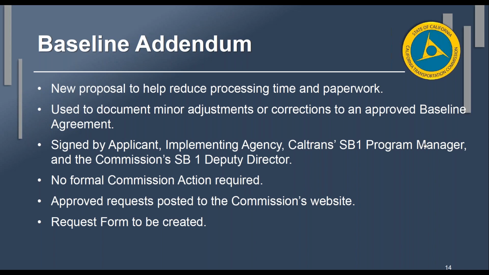Yeah, so the addendum would be approved by the Caltrans SB1 program manager and the commission's SB1 deputy director. So it would be approved at the staff level, and it would not require a formal commission action. That's what we would be proposing. But the approval at the staff level is going to hold the same weight as if it was approved at a formal commission meeting.